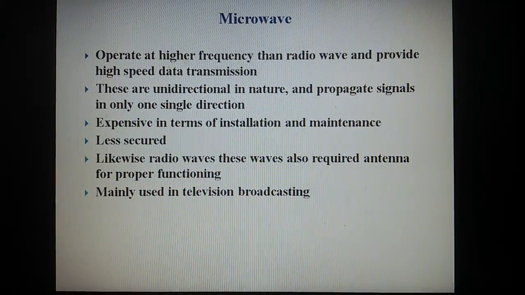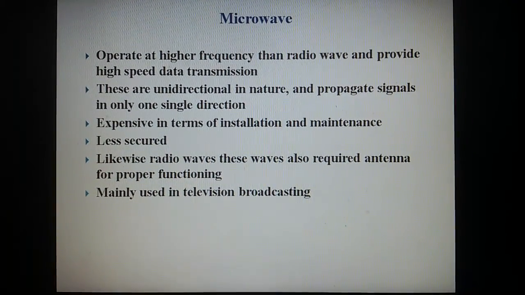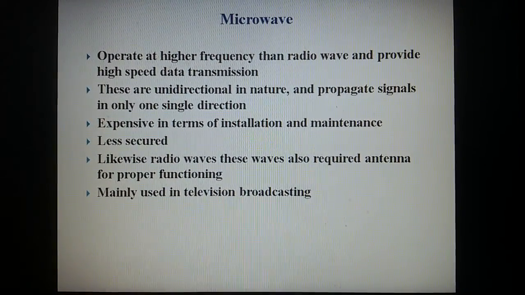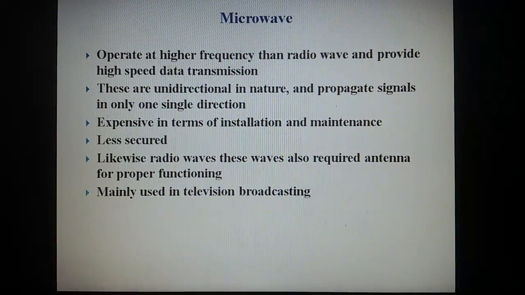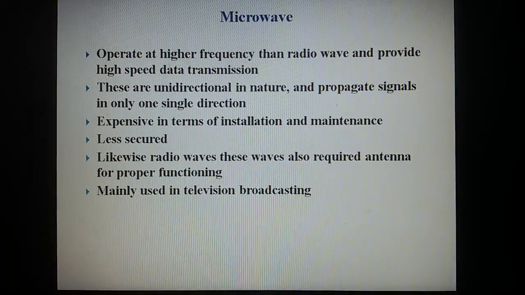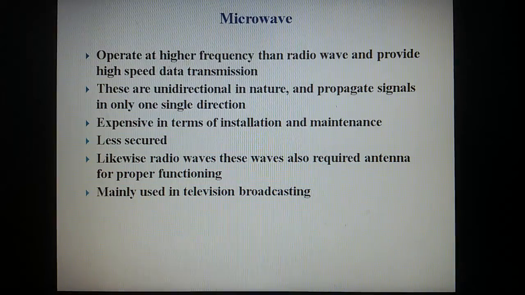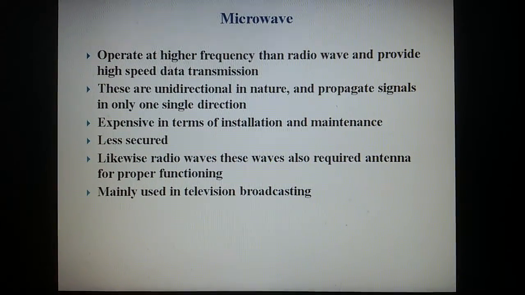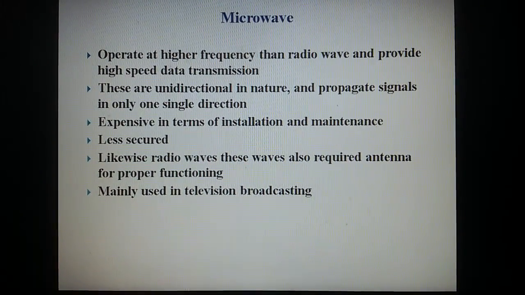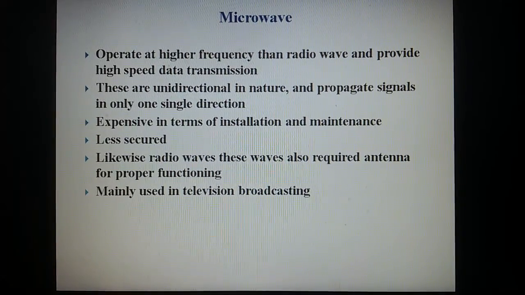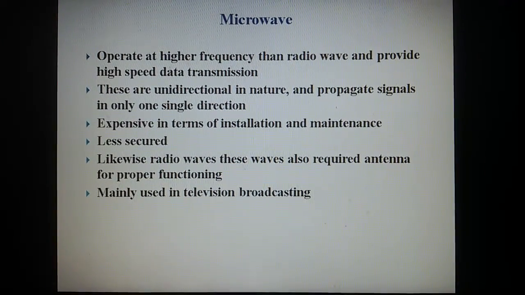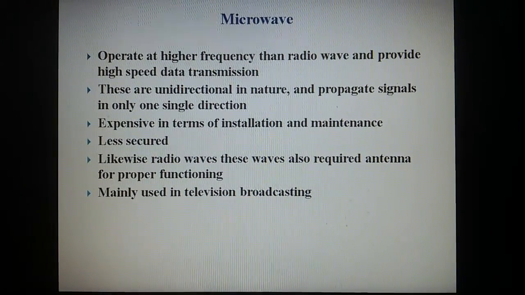Microwaves operate at a higher frequency than radio waves and provide high-speed data transmission. These are unidirectional in nature and propagate signals in only one direction. Expensive in terms of installation and maintenance. Less secured, like radio waves. These waves also require an antenna for proper functioning, mainly used in television broadcasting.